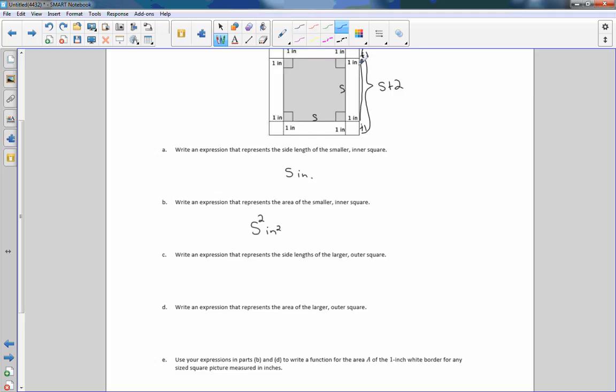C says to write an expression that represents the side lengths of the larger outer square. So that's the larger, that's this here, S plus 2. S plus 2 inches. Write an expression that represents the area. That would be the S plus 2 squared inches. So when I square that, I'd have to say inches squared.